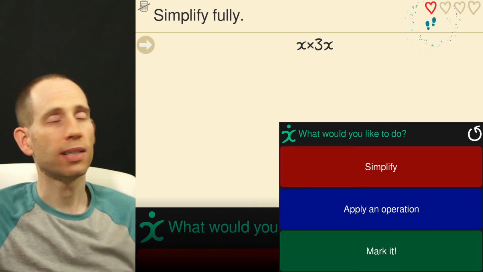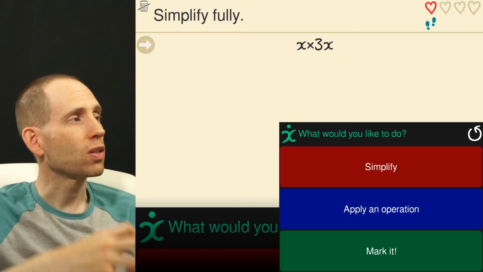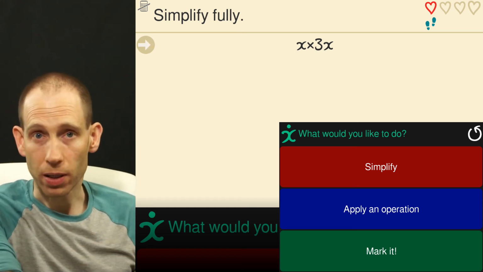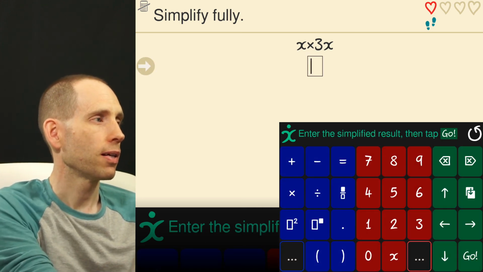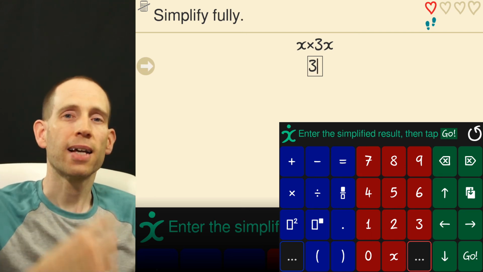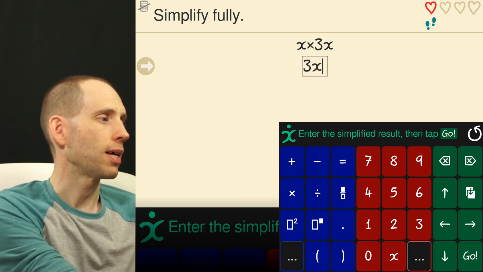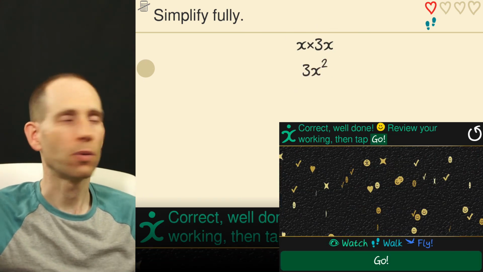Okay, so now it's changed into step check mode. So I'm going to have to do it myself this time. So I've got an x multiplied by 3 multiplied by another x, and I need to simplify this. So I'm going to tap simplify. So think about the numbers first. So there's just a 3. And then I've got an x times an x, which is going to give me x to the power 2. Mark that, and then we're good.